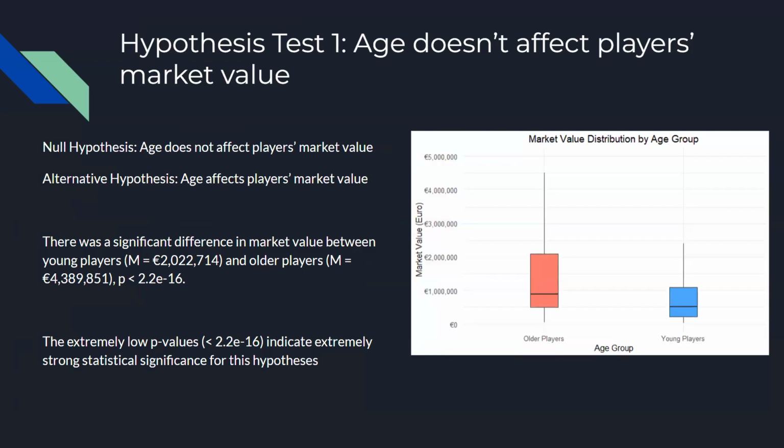Okay, so moving on to our first hypothesis test. Does age affect a player's market value? We can see in our graph that older players are players whose age is more than the median value of 25 years old, and young players are players whose age is below the median age of 25 years old. We can see that there is a significant difference in the market value between these two age groups, so we can tell that age does affect the market value.